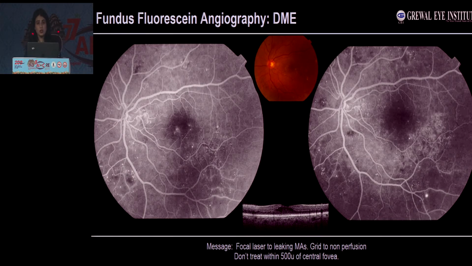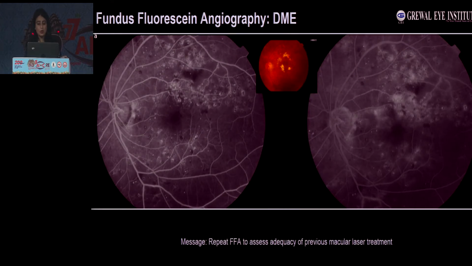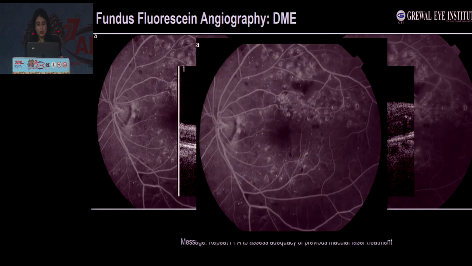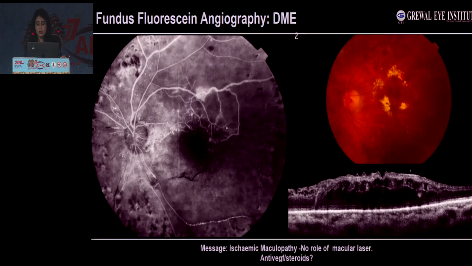So all you need to do is a good focal, and remember not to treat the microaneurysms which are within the 500 microns of the center of your fovea. This is situation 2. Again, a diabetic treated previously with macular laser. DME was identified on the OCT scan, but once you run your angiography, what you realize is that there is an altogether new area of leaking microaneurysms, and that is what is causing the DME now.